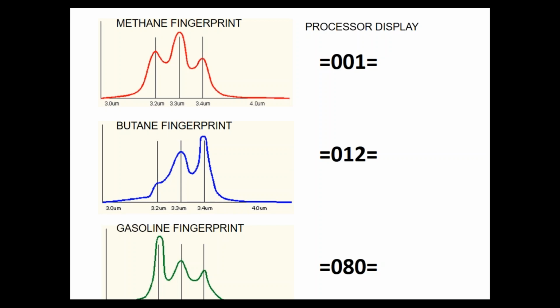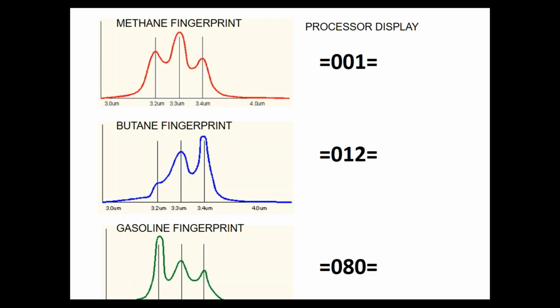Now on the top you see in red, methane has absorption in all 3 channels, but a little different absorption rate. Butane, however, has very little in the 3.2, some in the 3.3, and a lot in the 3.4. If you go to gasoline, it's almost opposite.